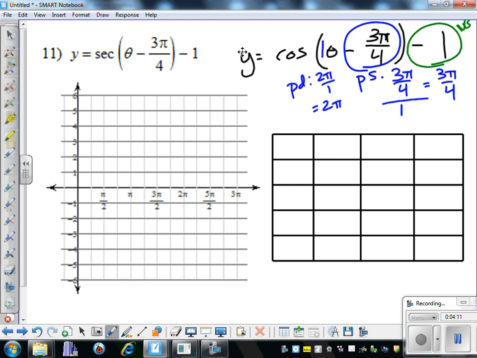Now, my number in front of cosine is 1, so that tells you my amplitude is 1. Now, I'm going to fill in this table so that it's easier to figure out my 5 points. So I'm going to take my period, which is 2 pi.